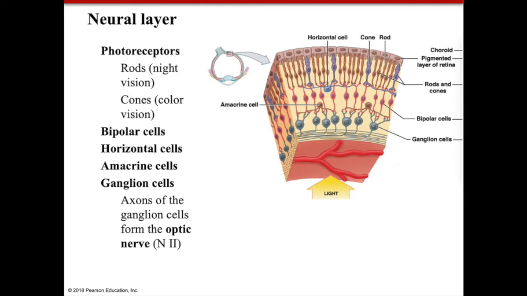And then, once stimulated, these cells synapse with bipolar cells and then ganglion cells. The ganglion cells are the ones whose axons will form the optic nerve. So you see that chain: photoreceptors, bipolar cells, and ganglion cells. In addition, there are cells that have multiple synapses: the horizontal cells and the amacrine cells.